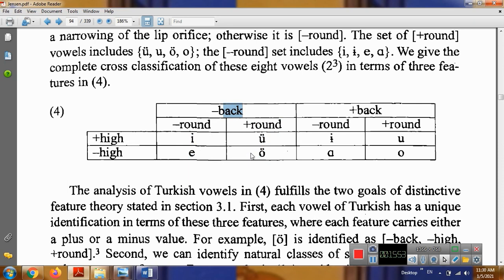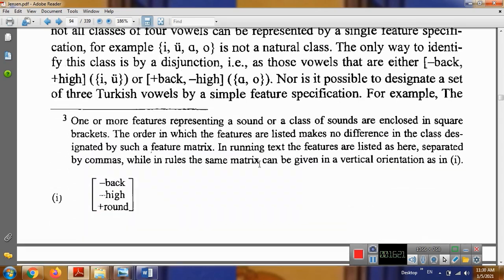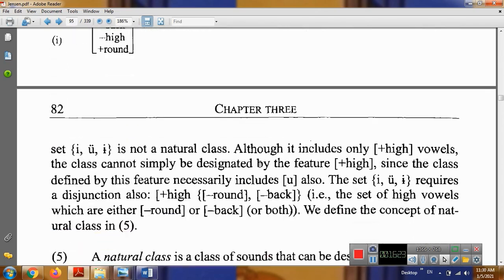According to backness, these four vowels are minus back. Therefore, when we have a minus back vowel in the root form of the word in Turkish, we choose the ler suffix.